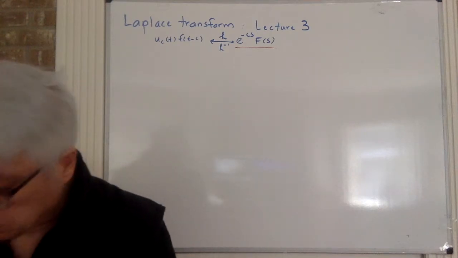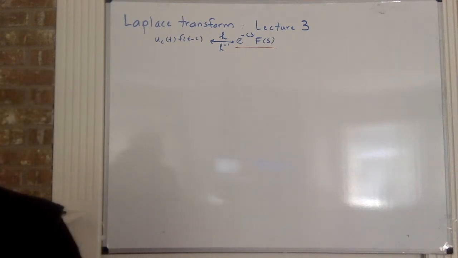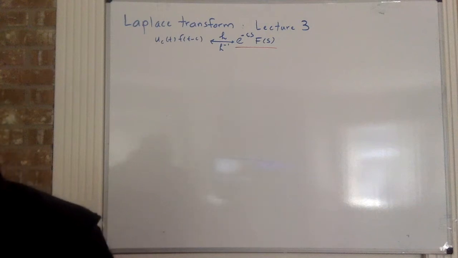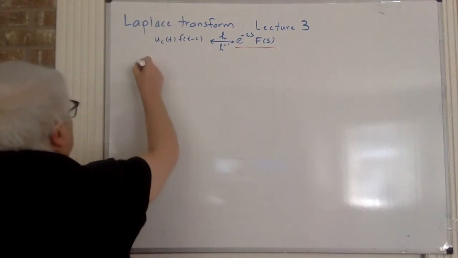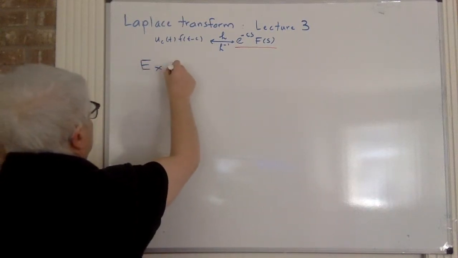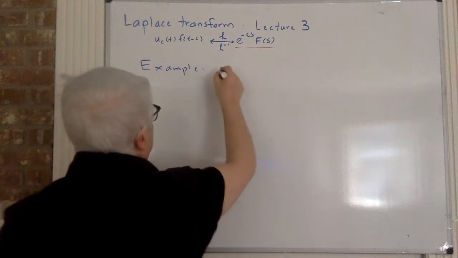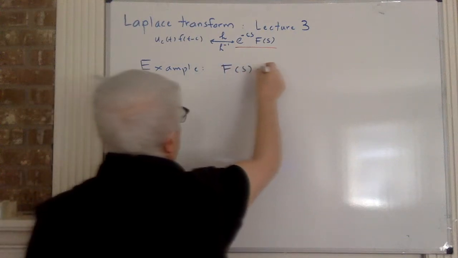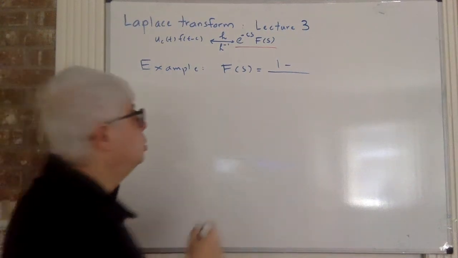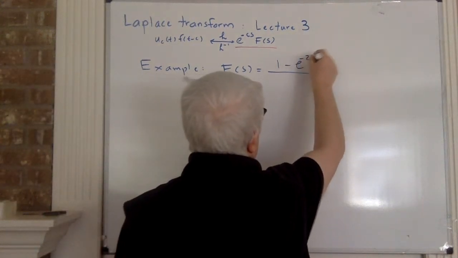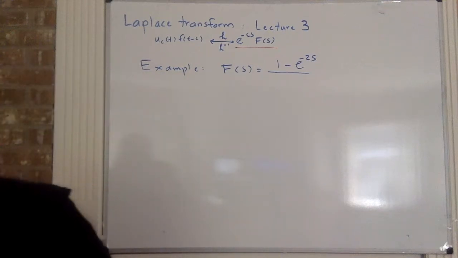I'm not sure about this one. Let me see, given a function this, oh yeah, F(s) is 1 minus e to the power minus 2s. So example, this one is good. F(s) is given as 1 minus e to the power minus 2s over s squared.